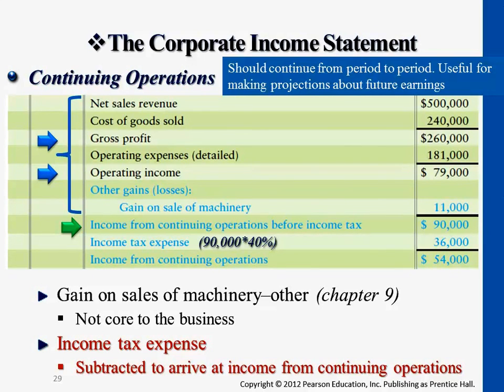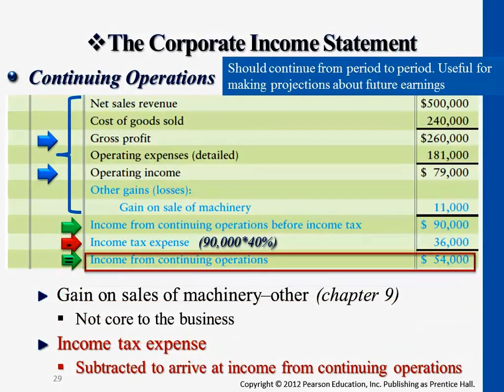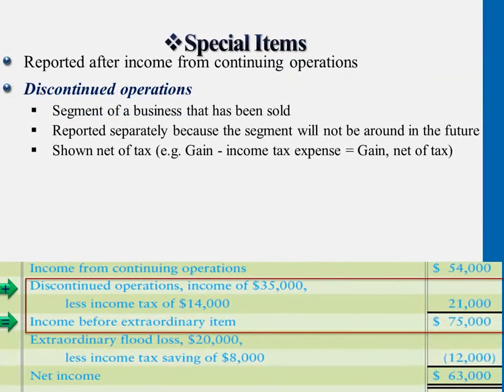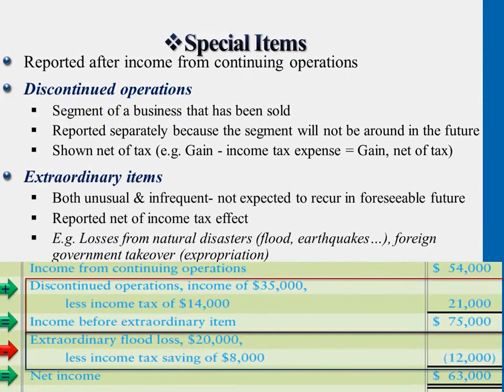Okay, but in some cases, if they do have special items, then we also need to report them below continuing operations. This part is just showing you the calculation: 90,000 minus 36 will give you 54 after tax. The special items break down into two parts: discontinued operations, where we either terminate or sell out a segment, and the part that's considered extraordinary items.